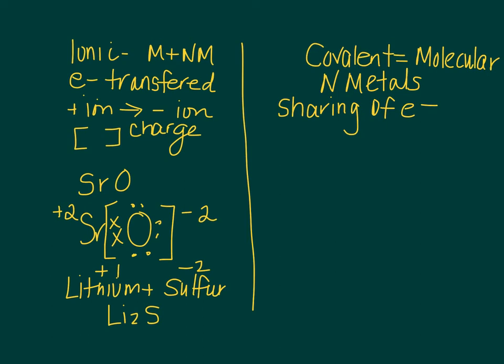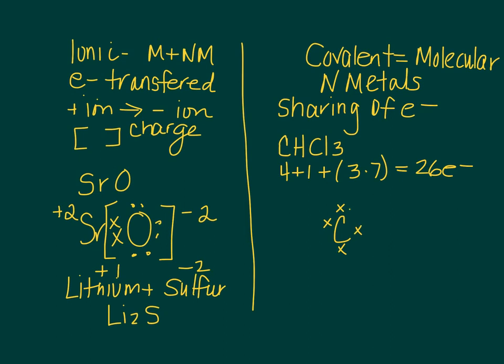If I have CHCl3, okay? Normally C goes in the middle. Why? Because it wants to form 4 bonds. It's got 4 valence electrons. So 4 valence plus 1 valence plus 3 times 7, because each chlorine's got 7. So that's 21, 22, and 4. I need to have 26 electrons when I'm all done. So I'm going to draw C, 1, 2, 3, 4. And then H can come in on one side. And then on the other 3 sides are going to be my Cl's with their 7 electrons.